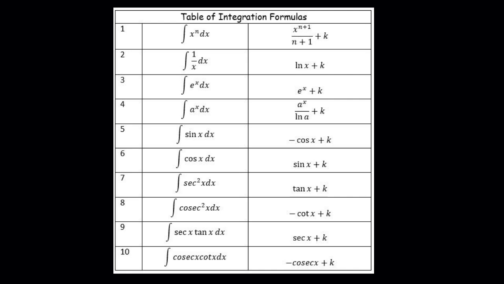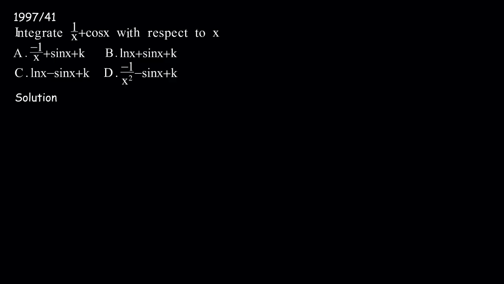We are going to be trying some questions applying this. Our first question is from WAEC 1997. It states: integrate 1 over s plus cos s with respect to s, and we are given the options.